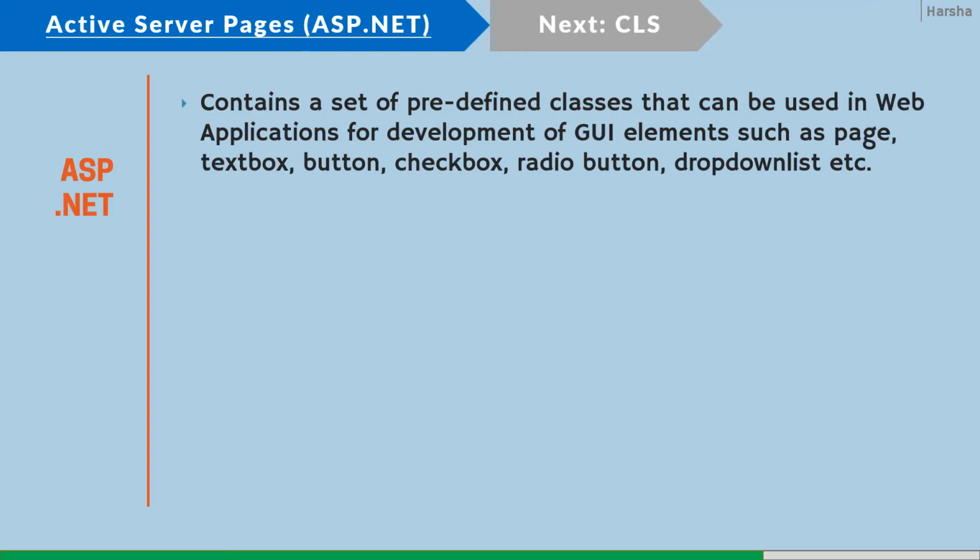ASP.NET is a library or framework used to develop web applications. Here also we have predefined classes such as Page, TextBox, Button, CheckBox, etc., but these are for the web user interface. And ASP.NET has subcomponents such as ASP.NET Web Forms, ASP.NET Web Pages, ASP.NET MVC, ASP.NET Web API, etc.